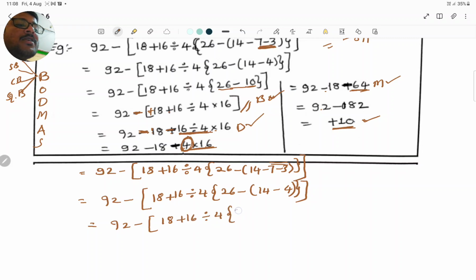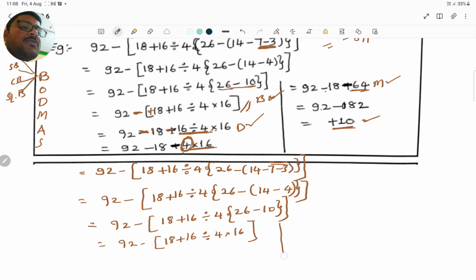I want to remove the simple bracket. In the simple bracket 14 minus 4 is there. I am writing 10. Curly bracket: 92 minus 18 plus 16 divided by 4. 26 minus 10, how much here? 16.